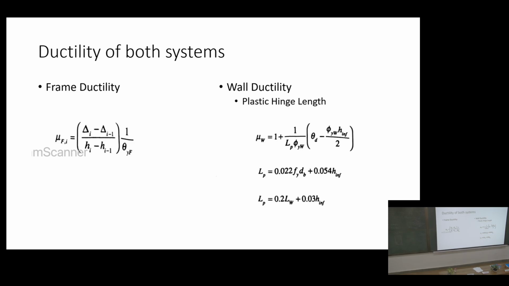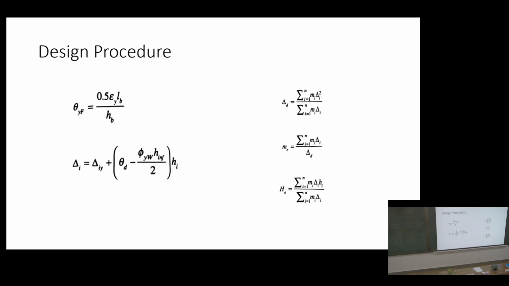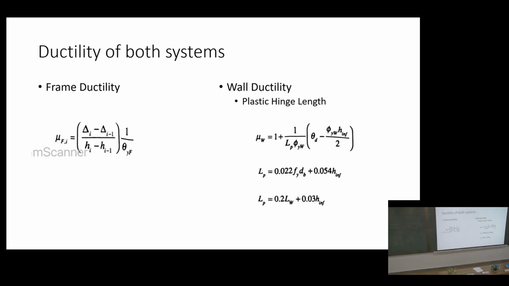So you have frame ductility, you have wall ductility. The wall ductility includes plastic hinge length. And the plastic hinge length is generally empirically derived, and different researchers have proposed different values, but more or less they converge at some point. And all these parameters are already known or calculated previously from here. Make sense so far?